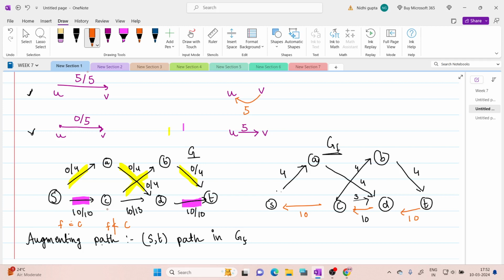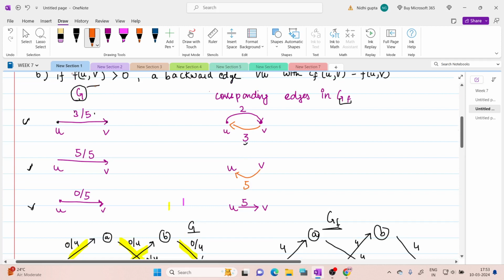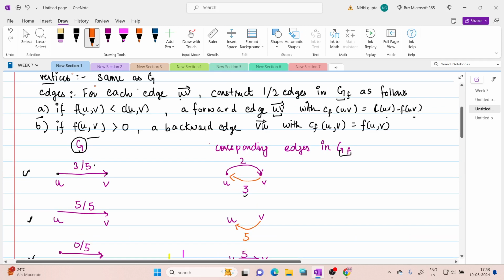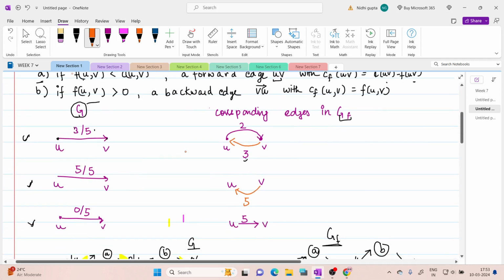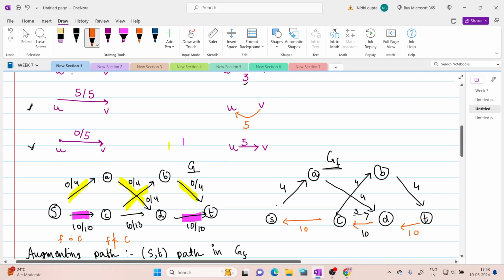So we have this property that if the flow value is strictly less than capacity, then we have a forward edge. But in these purple edges, we see that the flow value is equal to the capacity, so there will not be any forward edges. But the flow value is strictly positive, which is 10 and 10, so there will be a backward edge of weight 10.